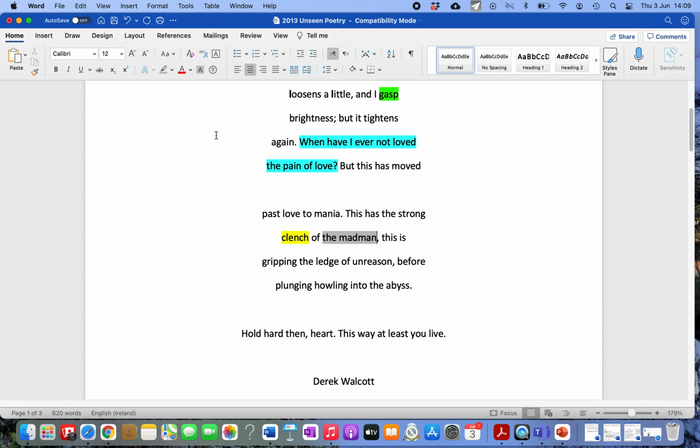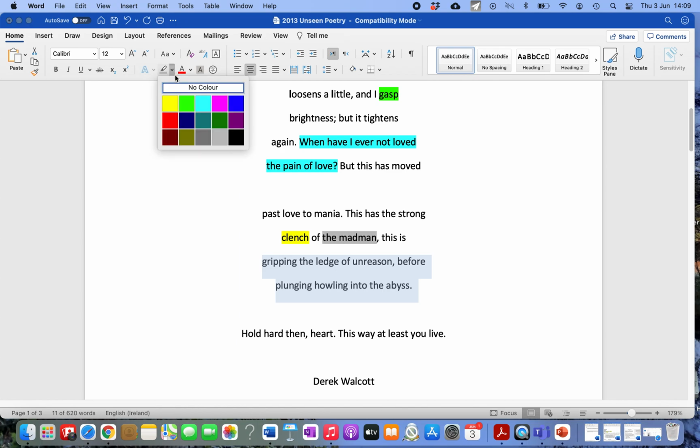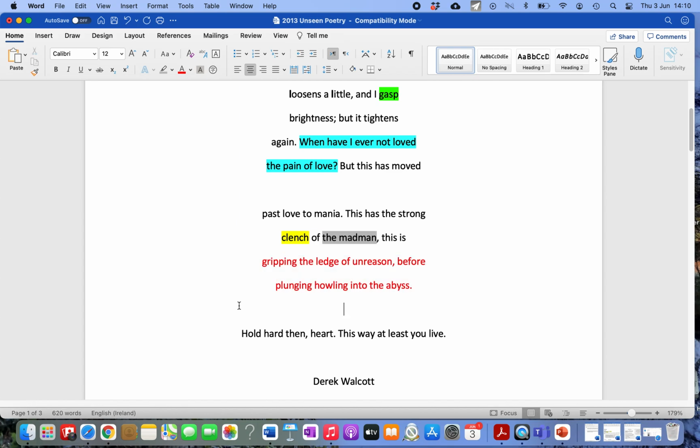And then, for me, the best part of the poem. This is gripping the ledge of unreason before plunging, howling into the abyss. And look, as somebody who has no talent in any part of my life, when I come across real talent, whether it be somebody with a hurl in their hand or somebody who's naturally funny, whatever it is, I'm always sitting back going, bloody hell, wow, well done. And that's how I feel when I read that line. Like, he's on the edge, he's cracking up.